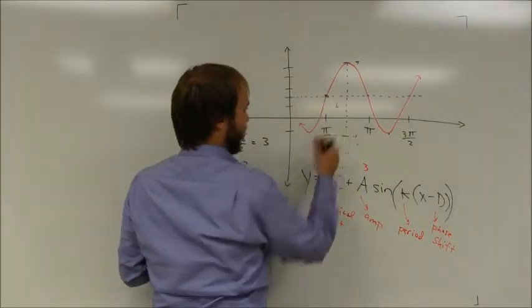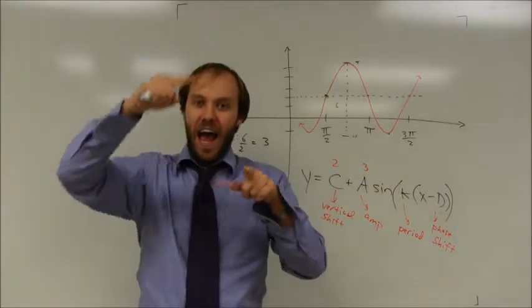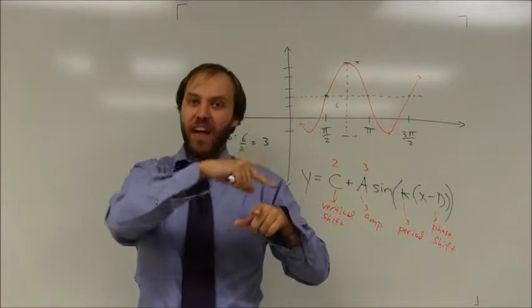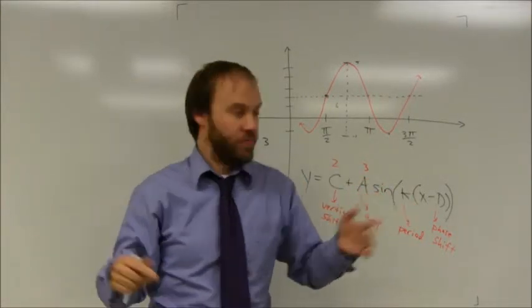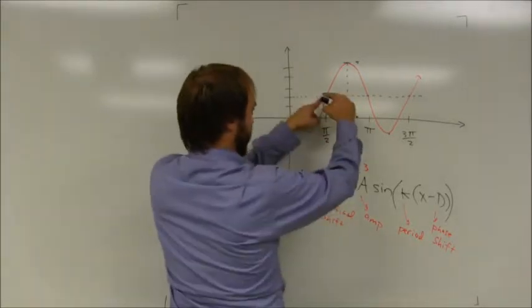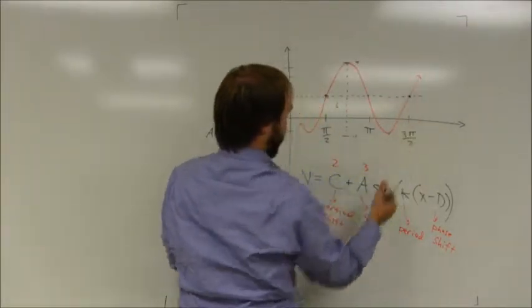So I'm going to act like I'm starting right here. And basically I want to follow my curve and I want to figure out what the period is. I want to find out how far it needs to go through one complete cycle. So it starts out here, goes down, comes back up, and right here is where that starts over.